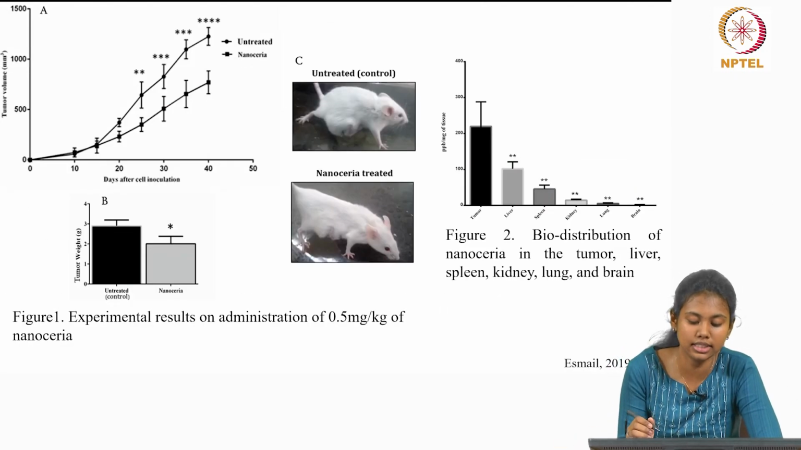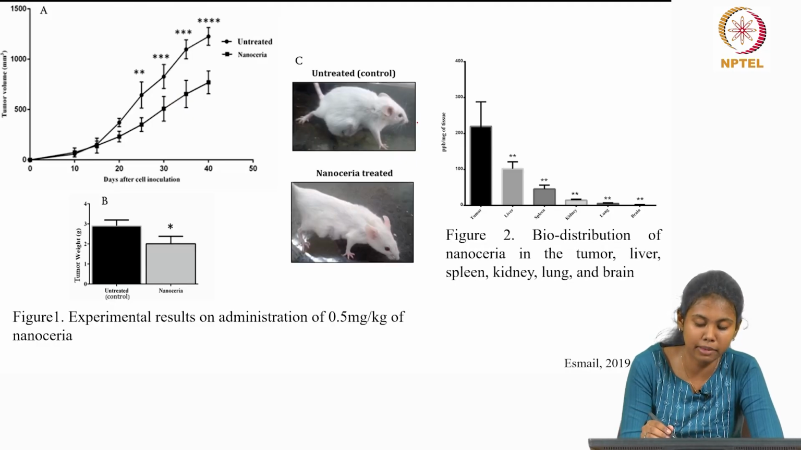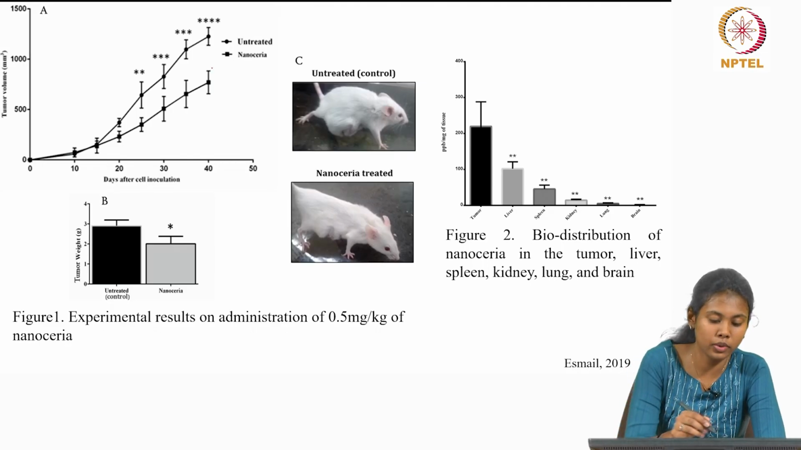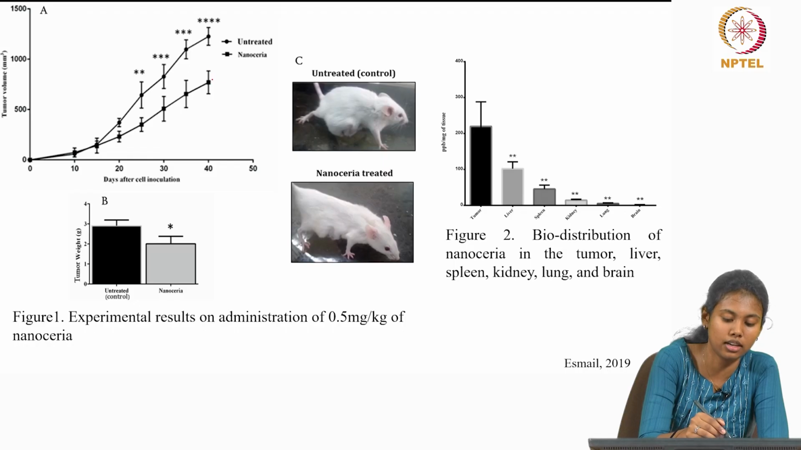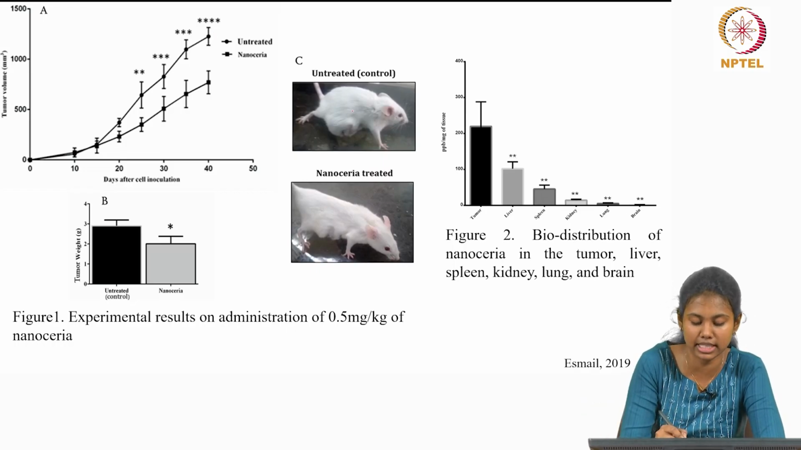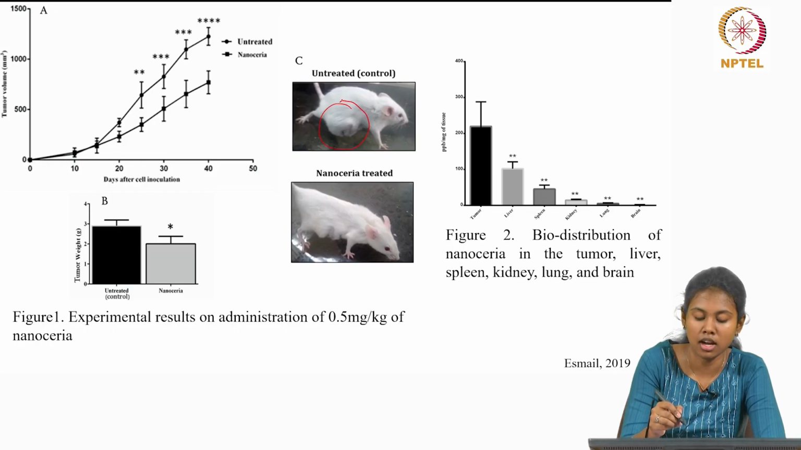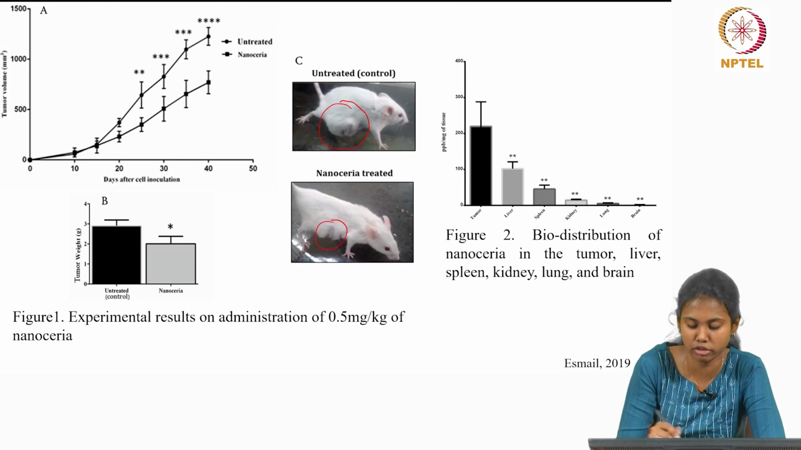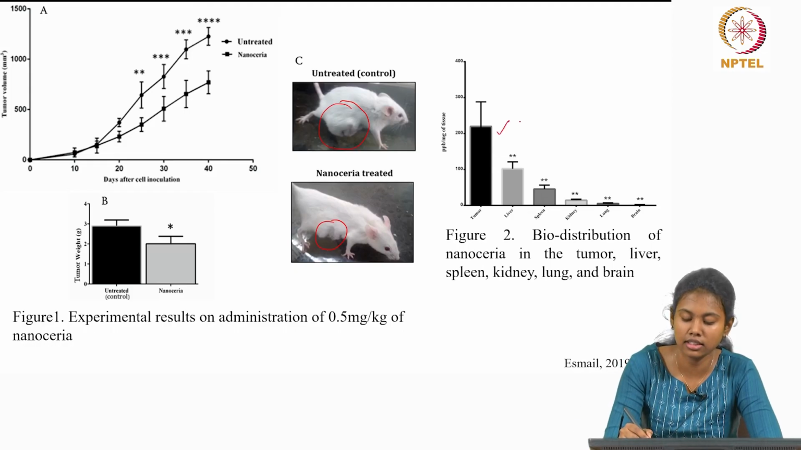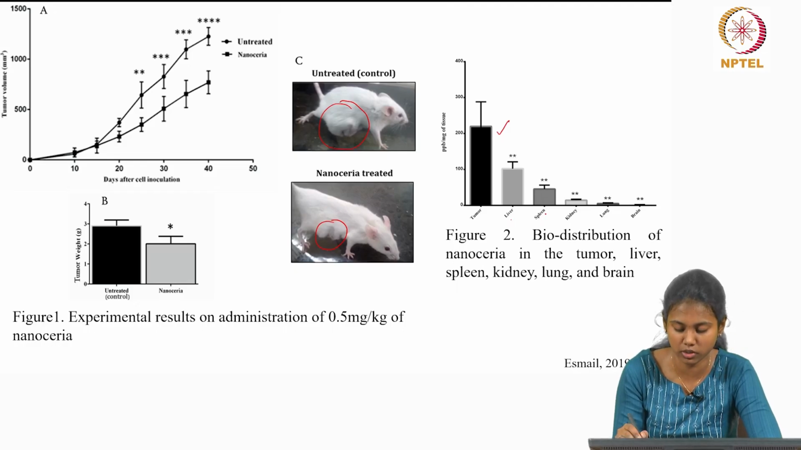In this study, fibrosarcoma-bearing albino mice were treated with nanoceria, and you can see a drastic decrease in the tumor volume in the treated mice compared to the non-treated ones. In this image you can clearly see the tumor in a fibrosarcoma-bearing mouse, and here the absence or reduced volume of the tumor. Also, the biodistribution studies tell that it is highly distributed in the tumor, whereas some distribution is also seen in the liver and the spleen.